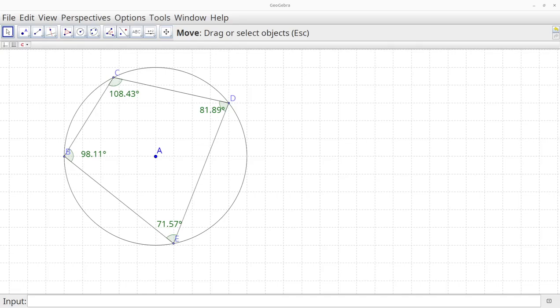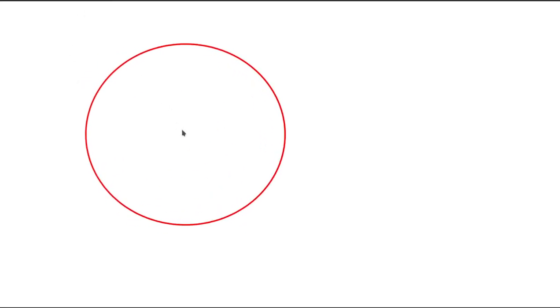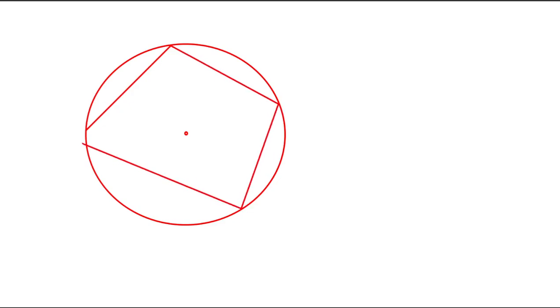Now let's move on to how we can prove this theorem. To prove this theorem, we are just going to draw a cycle. Let's draw our cycle here. Just a quick one. And then there is our center there. And then draw the cyclic quadrilateral. All the vertices lie on the circumference of the cycle, like that.